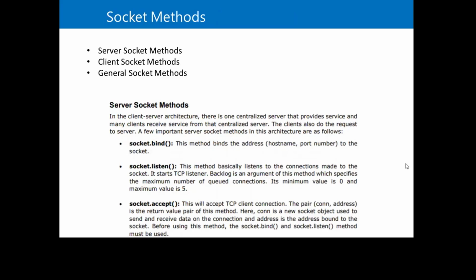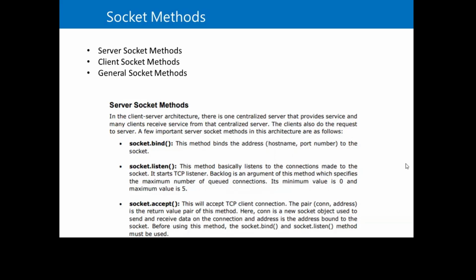So now we explain the different architecture, the different methods that can be called. We have 3 different methods. We have the server socket methods, the client socket methods, and the general socket methods. In the client server architecture, there's one centralized server that provides service, and many clients receive service from that centralized server. The client also makes requests to the server.